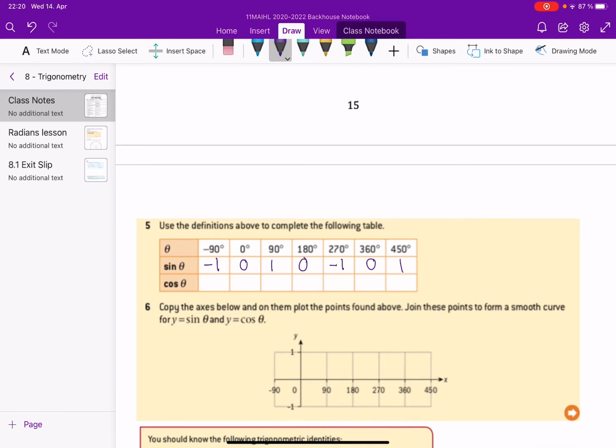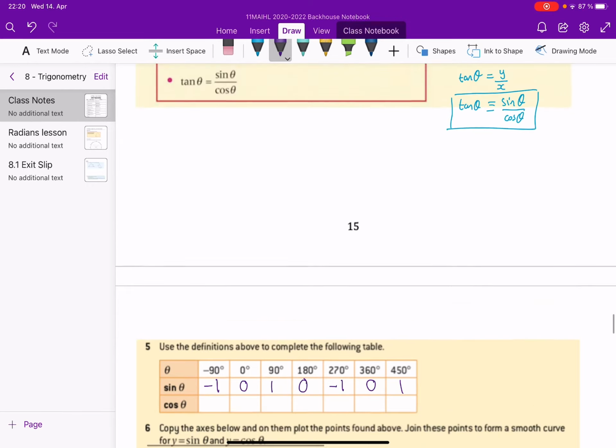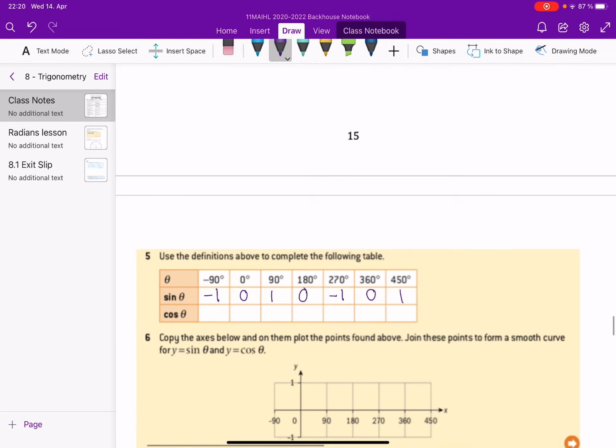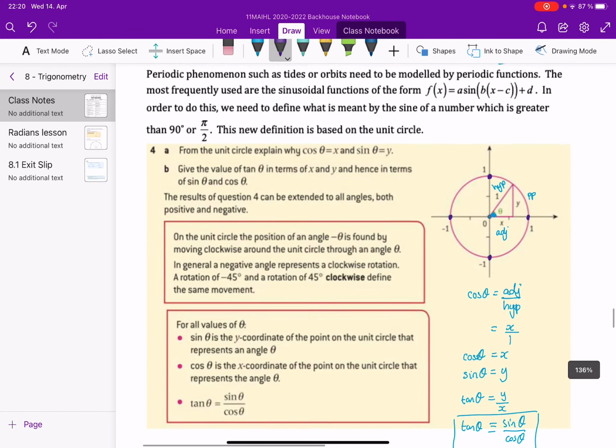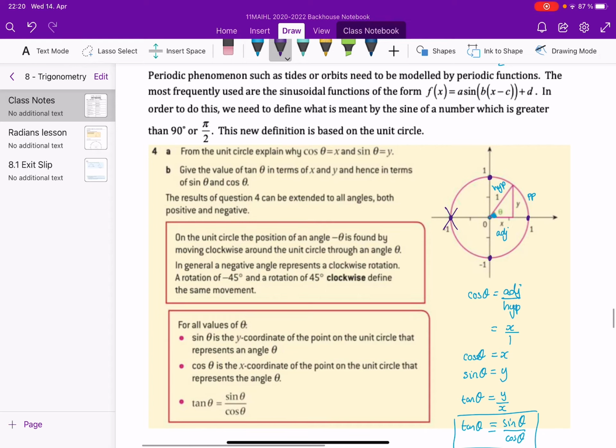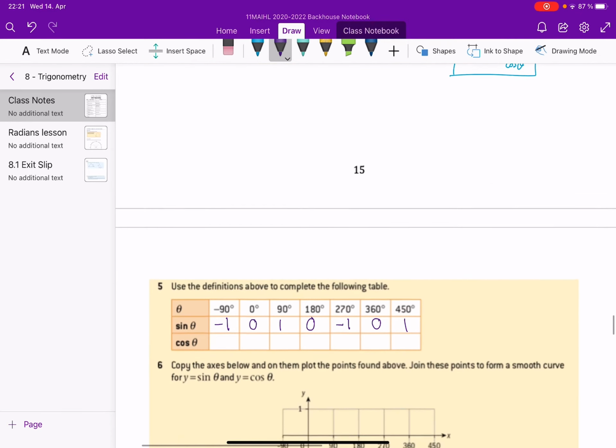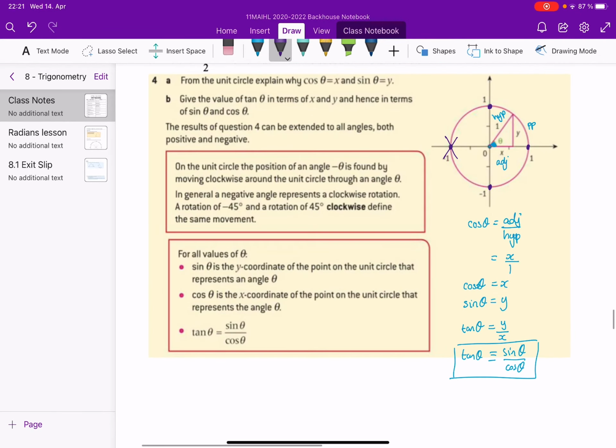Similarly, we can do this for cos. So I'm just going to look at my x values. I'll start at negative 90. That was the first one. So negative 90 was this one on the left here. The x value is negative 1. Oh, hang on. Have I made a mistake here?